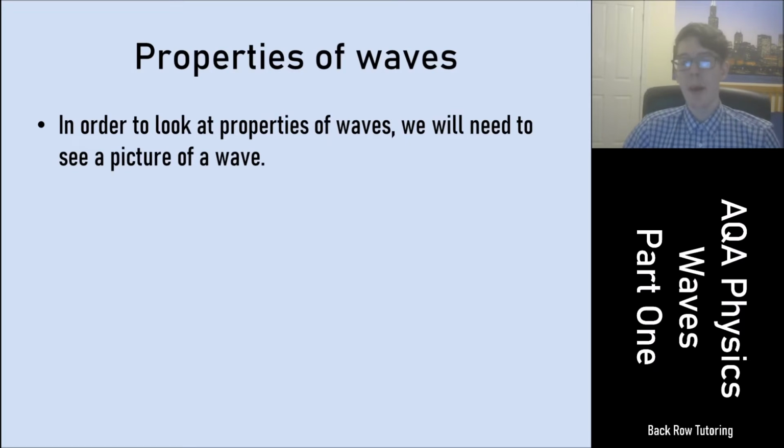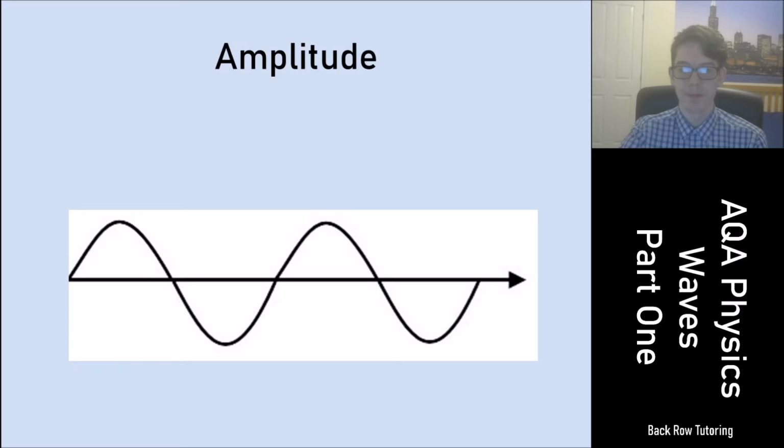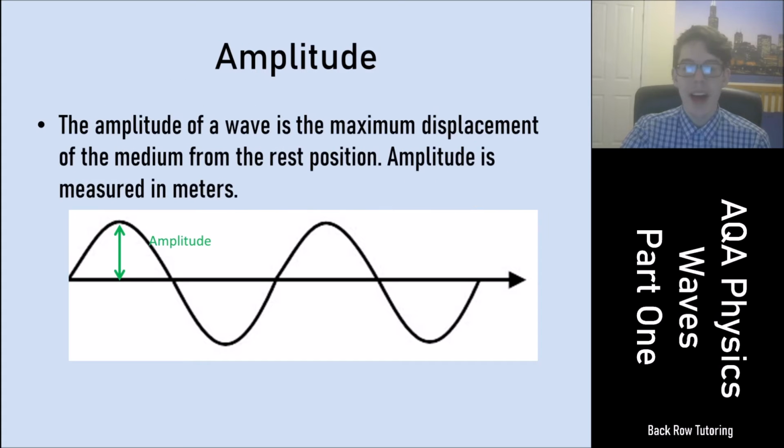Next, we're going to have a look at properties of waves. In order to look at properties of waves, we'll need to have a picture of a wave. So here is a picture of a wave. Firstly, we're going to have a look at the amplitude. The amplitude of a wave is the maximum displacement of the medium from the rest position. Amplitude is measured in meters.